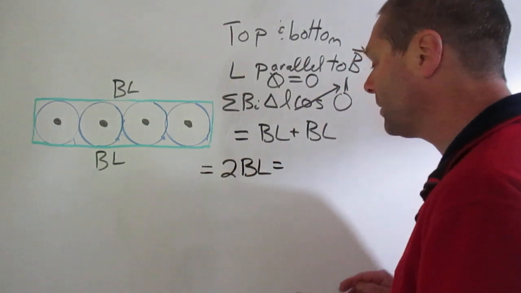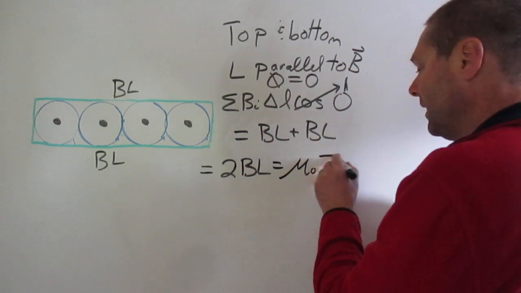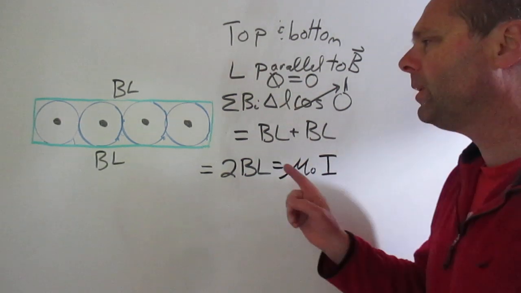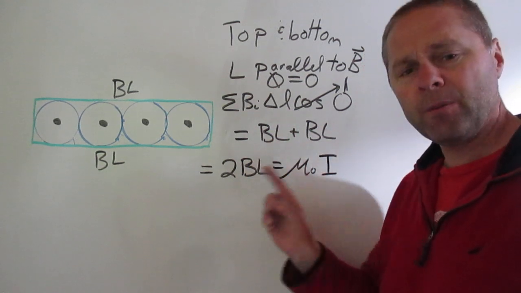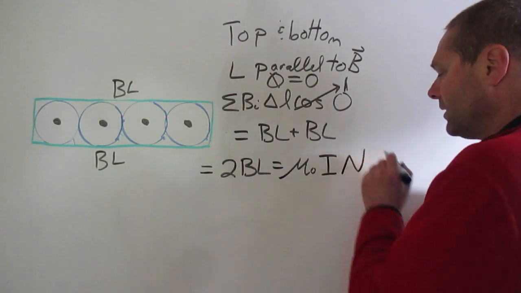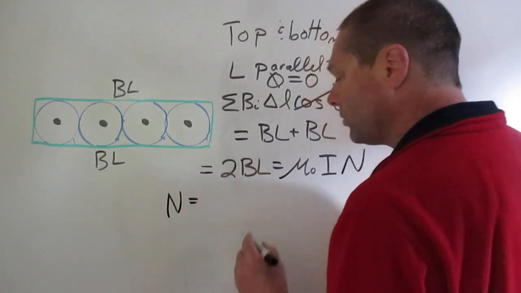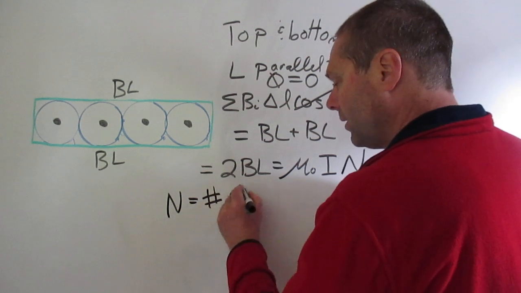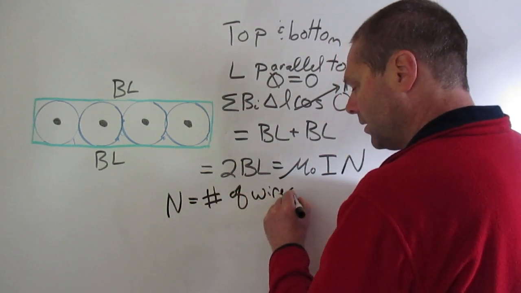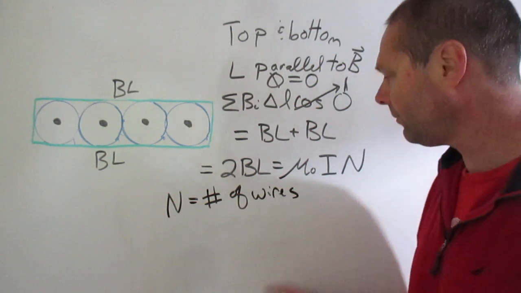Now, if we go back to Ampere's law, this is going to be equal to mu naught, which is the permeability of free space, times the current. But this would be if we happen to have one wire or one charge carrier. And so we have to multiply it by N, where N is equal to the number of wires.